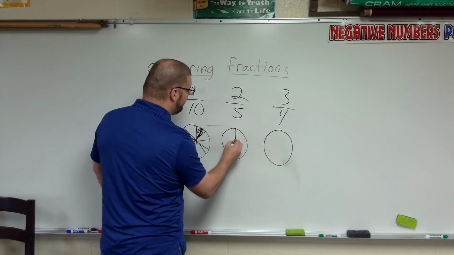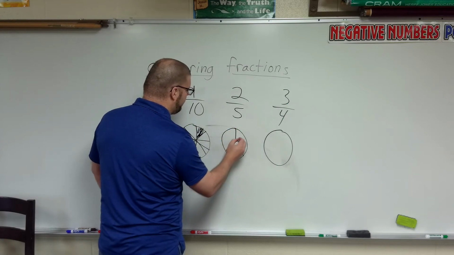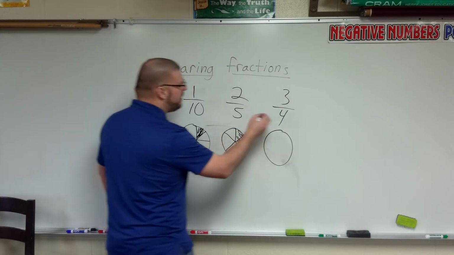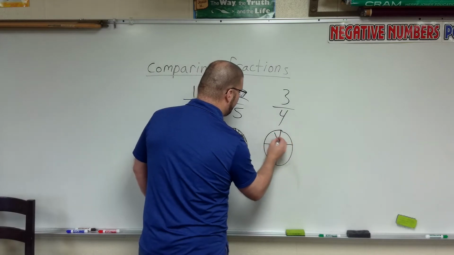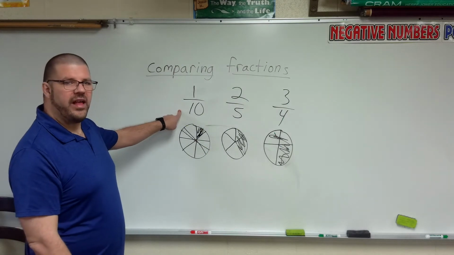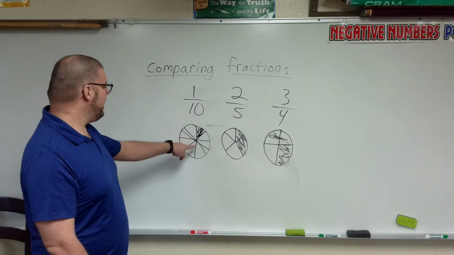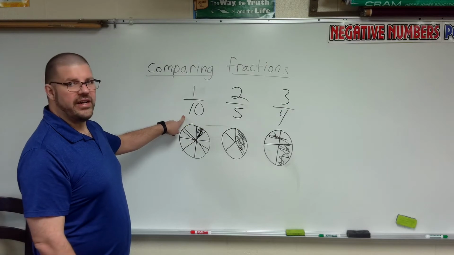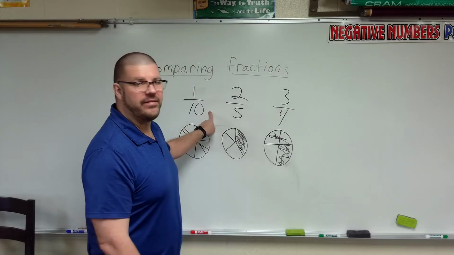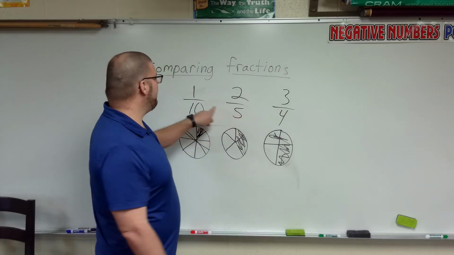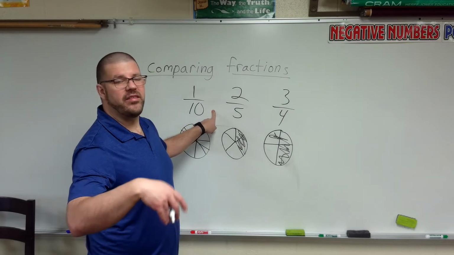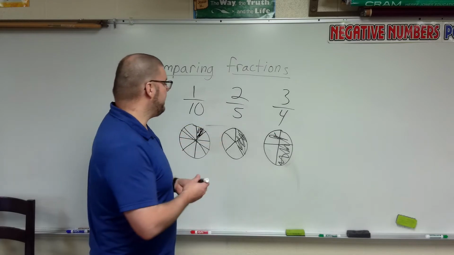Here, you're doing 5 parts, and it's going to fill in 2 of them. Here, you've got 4 parts, and you're filling in 3 of them. So, the more slices the pizza's cut into, the less you're going to get. I'd much rather have 3/4 of a pizza than 1/10 of a pizza. So when they're not the same, the denominator that's the biggest is really going to be the smallest slices. Maybe that'll help you think of that a little bit.